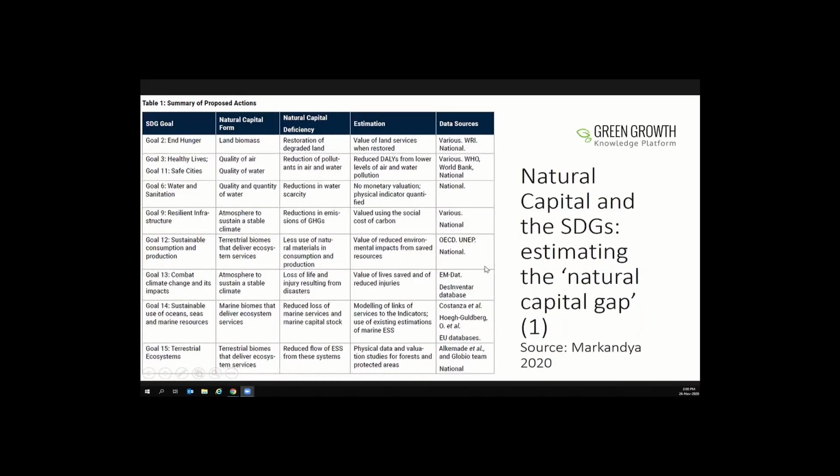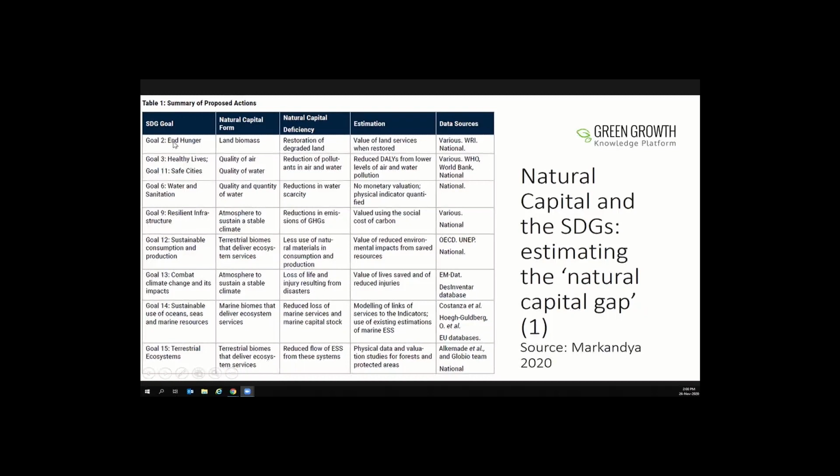So I'll move on to the second piece of work that was produced in this program. And this was something by Anil Markandia. And the research question there was to say, well, countries have signed up to the Sustainable Development Goals. What is the natural capital gap between where we currently are in terms of the stock of natural capital and the stock that we would need in order to reach these Sustainable Development Goals?